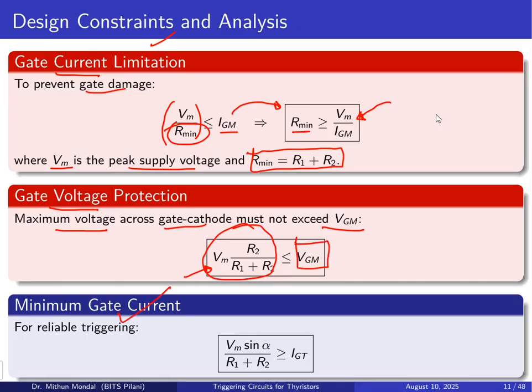The minimum gate current that is required for reliable triggering can be calculated. So this value of the gate current, which is dependent upon the alpha factor, which is the triggering angle, should be greater than the minimum limit which is required for the reliable triggering.